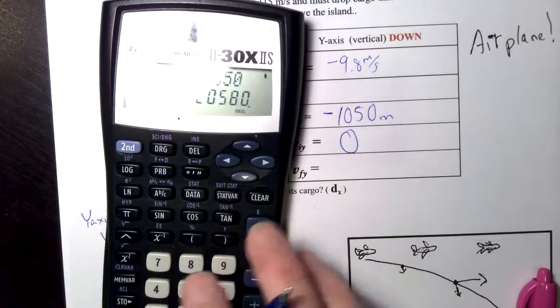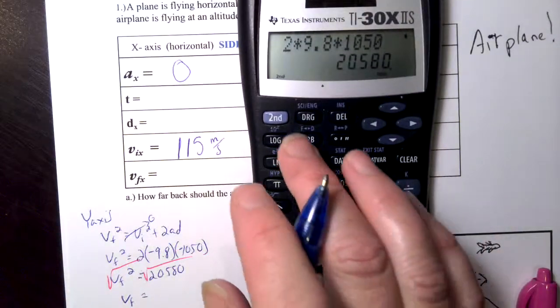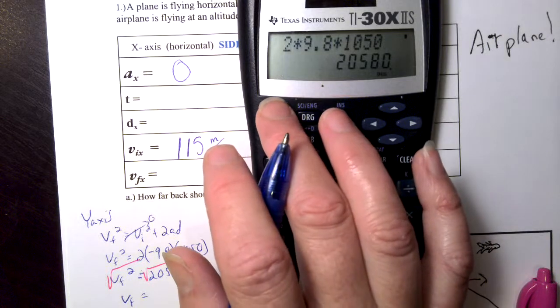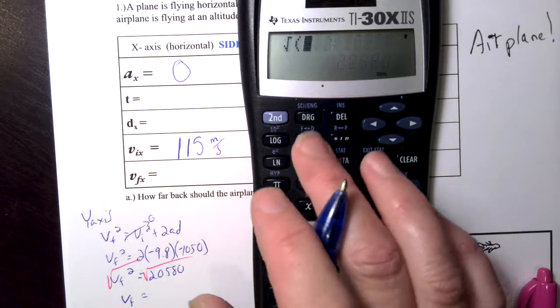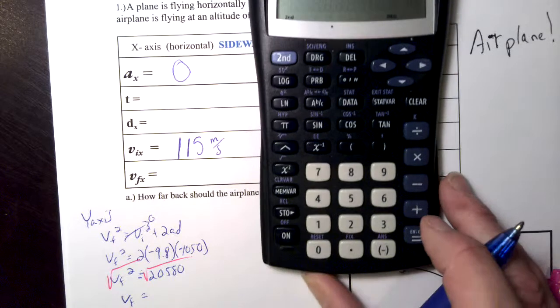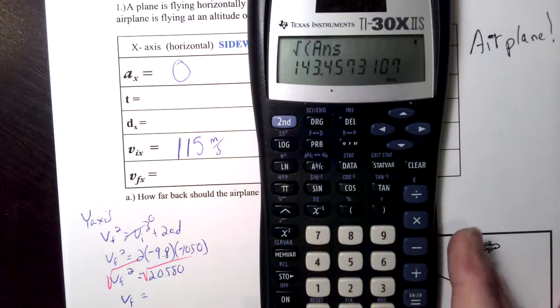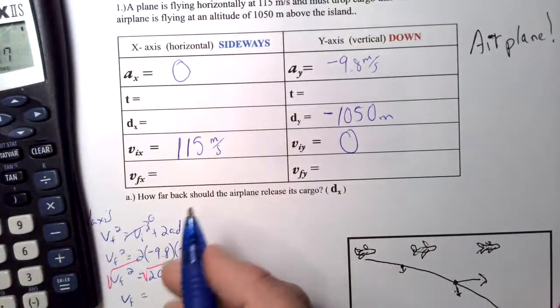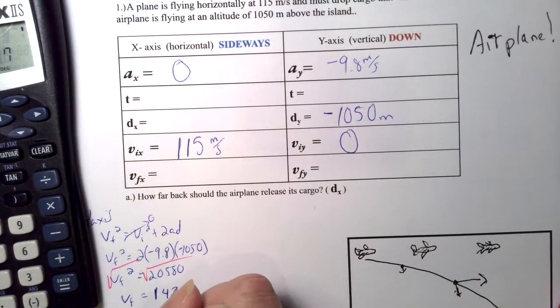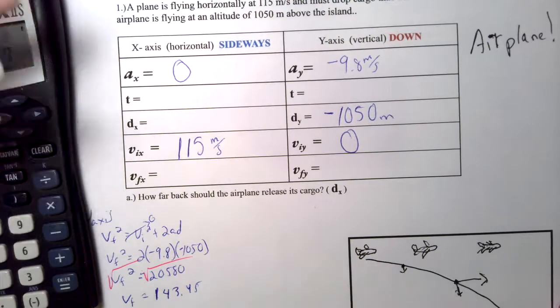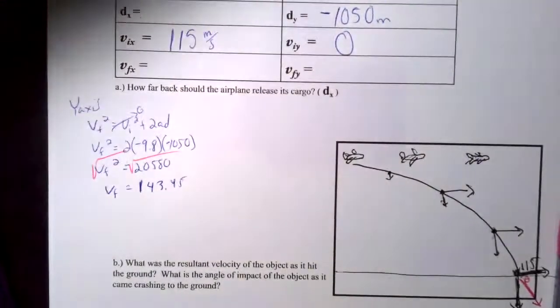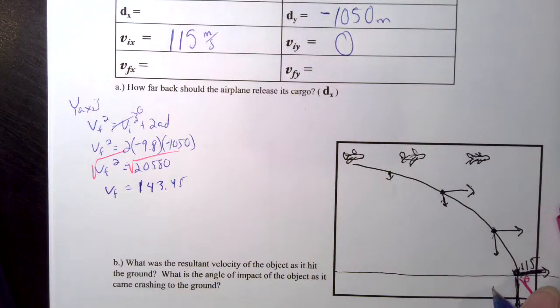I hit second, square root, second, answer key. So it gets me the answer for the previous number. V final is 143.45. I'll just do 5 right there. Meters per second.